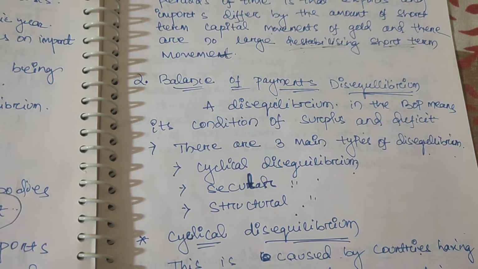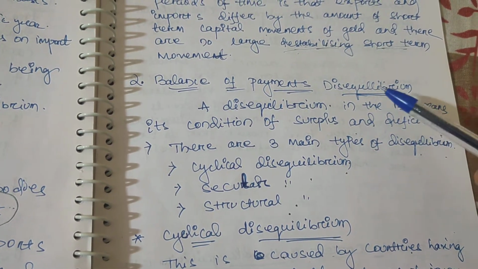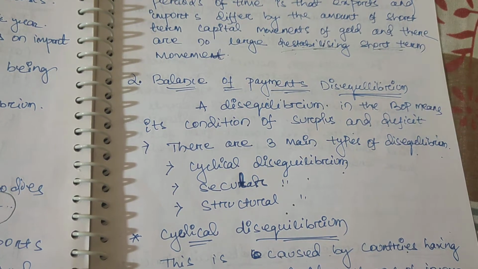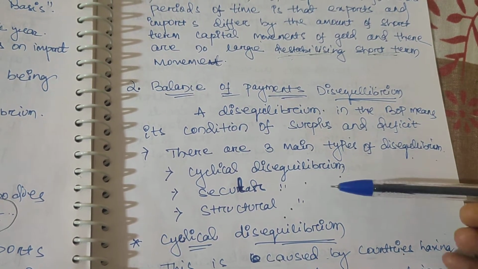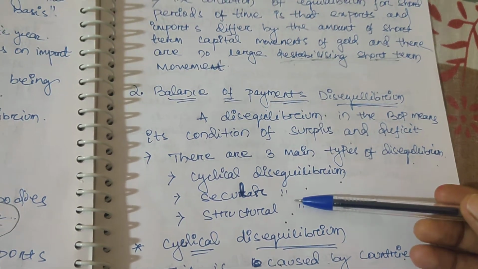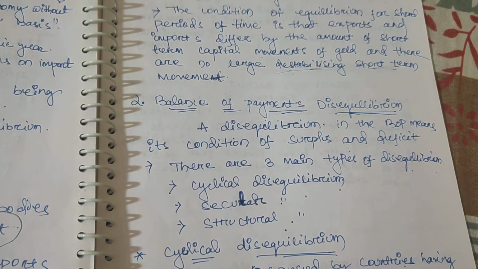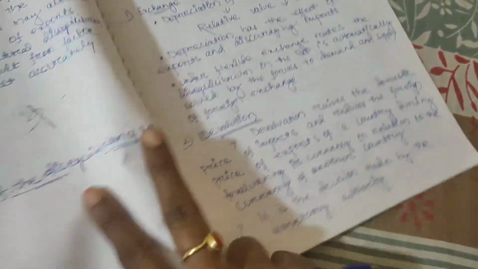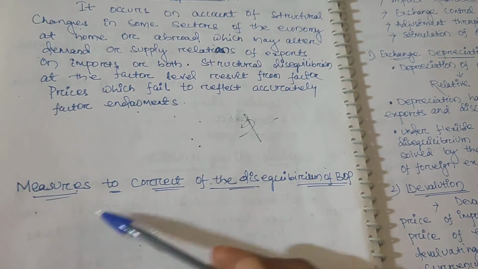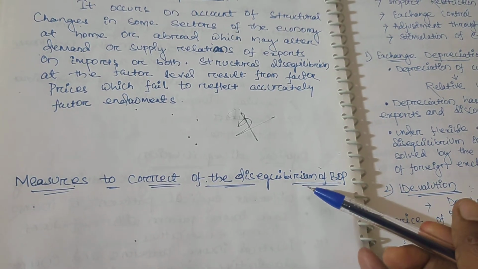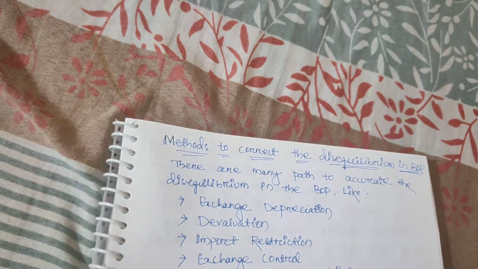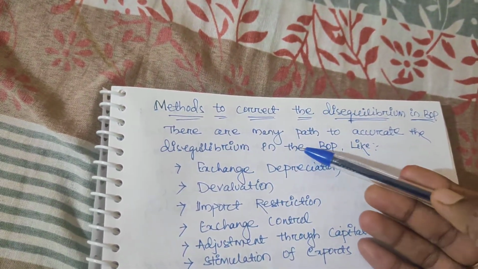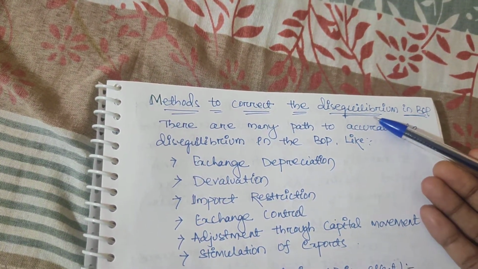Hi friends, yesterday I explained balance of payment disequilibrium and also the three main types of disequilibrium: cyclical disequilibrium, secular disequilibrium and structural disequilibrium. And I promised yesterday that next I will explain the measures to correct the disequilibrium in the balance of payment. So today we will discuss the same, that is, the methods to correct the disequilibrium in the balance of payment.